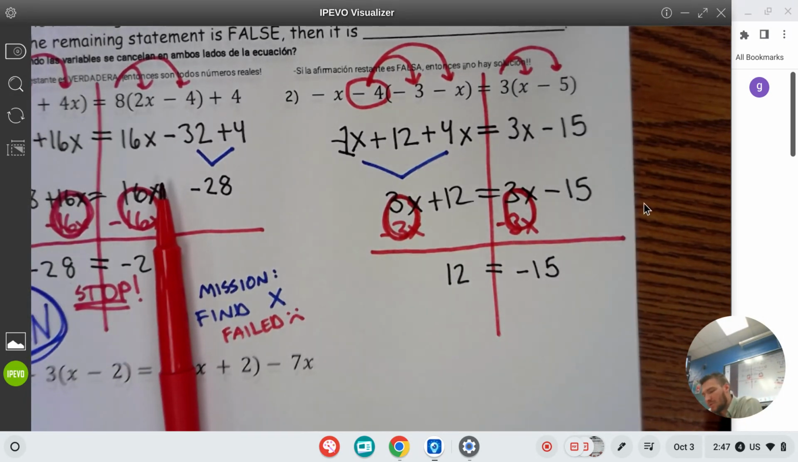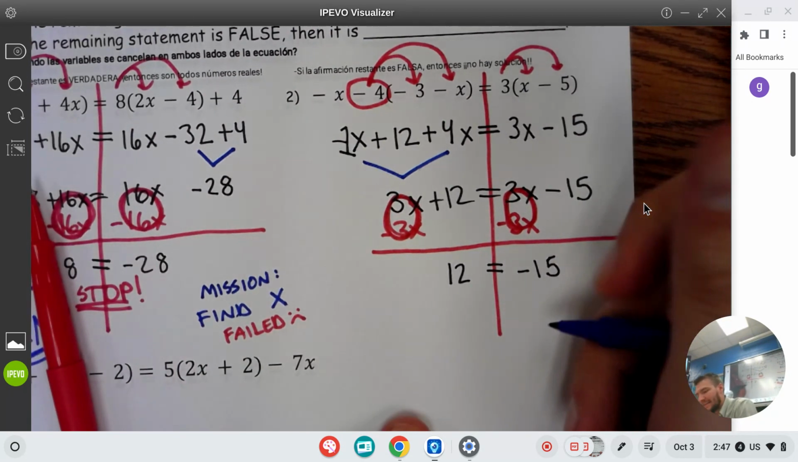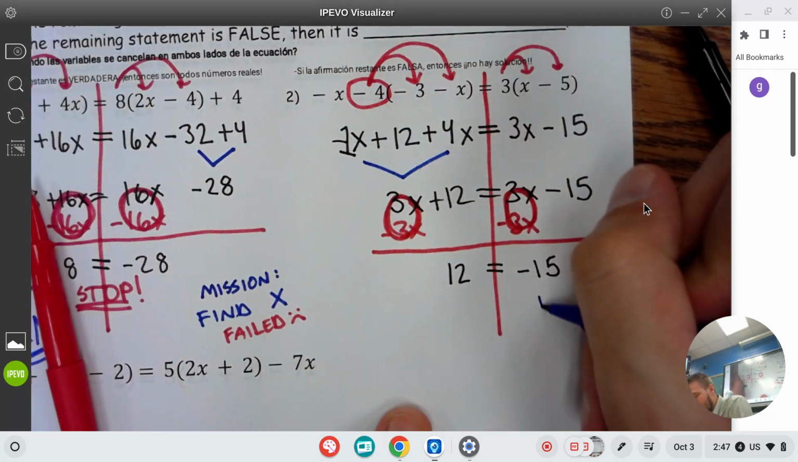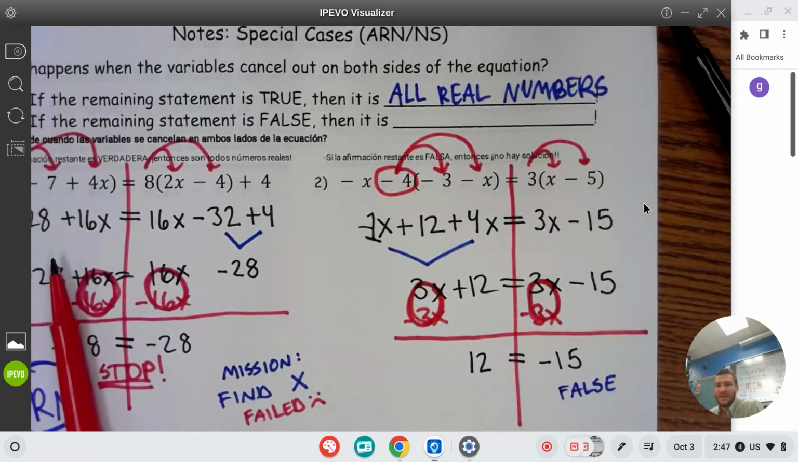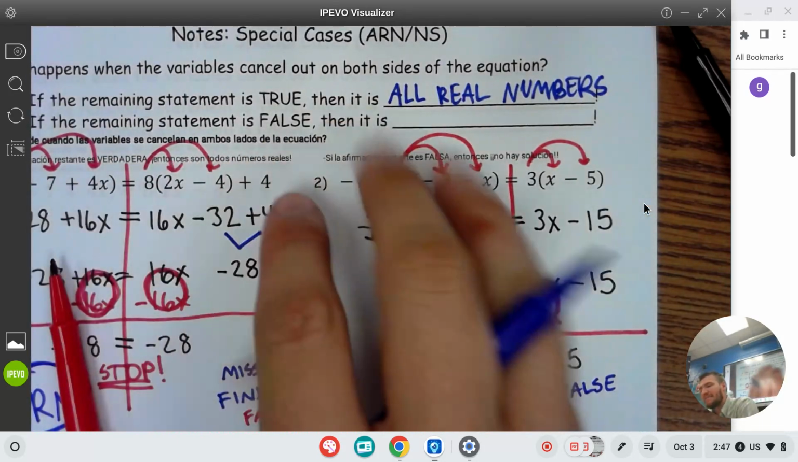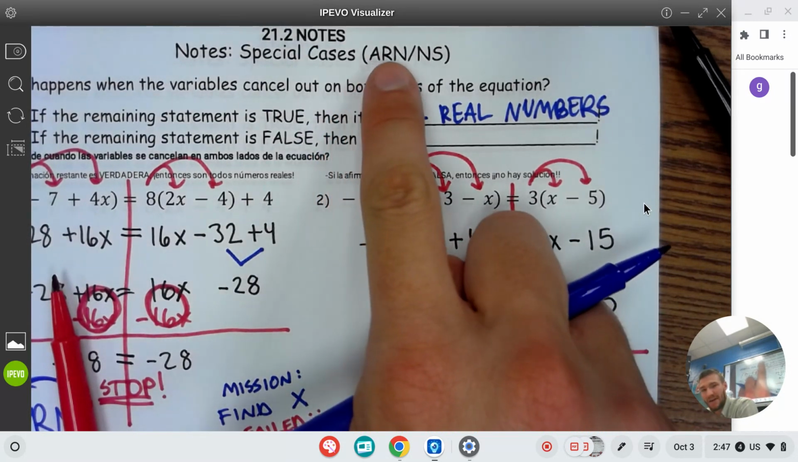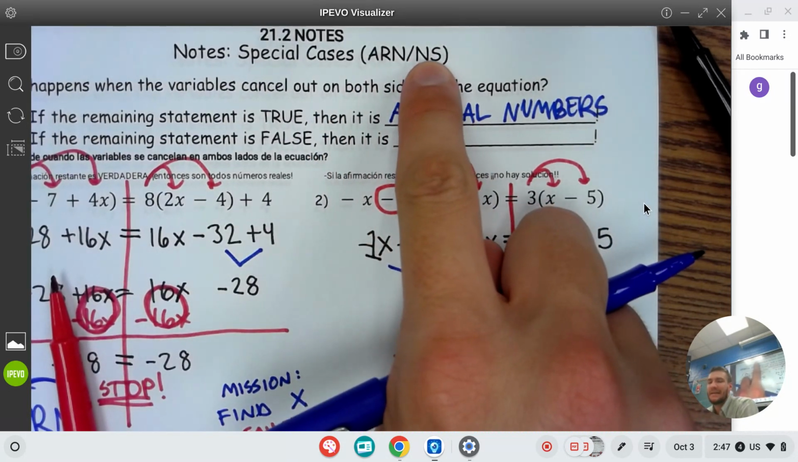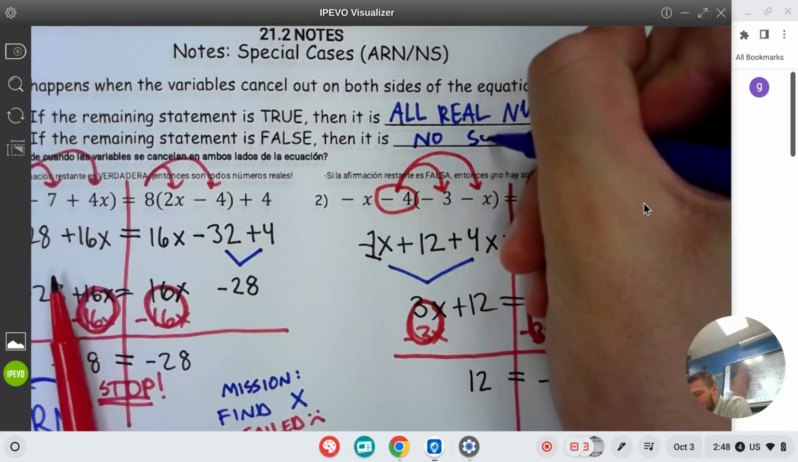12 equals negative 15. On any planet in this galaxy, does 12 equal negative 15? Absolutely not, they're not even close. So this is a false statement. And let's look up at the top. When the remaining statement is false, we had some really clever context clues, right? ARN/NS. And so, yes, NS, no solution.